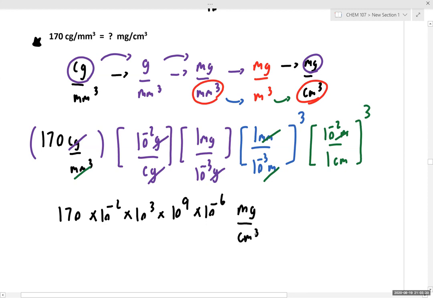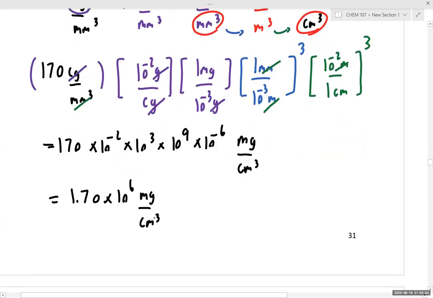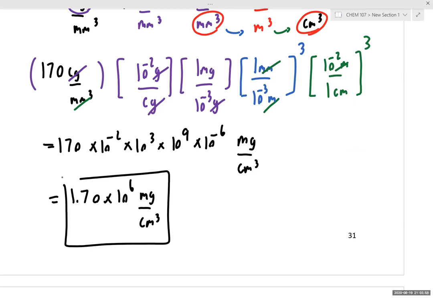milligrams per centimeter cubed, which in turn gives us, after punching into our calculator, 1.70. So we have 1.70 times 10 to the sixth milligrams per centimeter cubed. Does this make sense to everyone? Does this second attempt make things much more clear? Is everyone feeling a little more comfortable with these concepts?